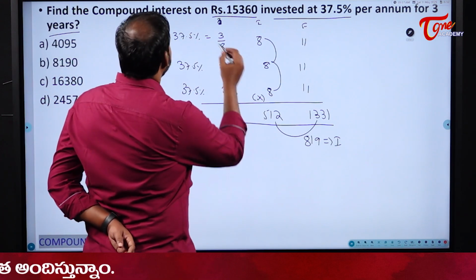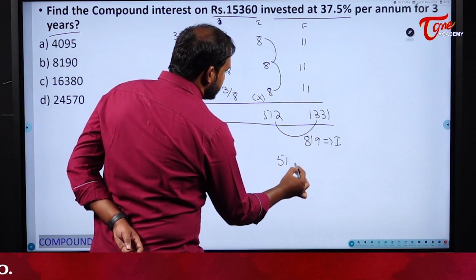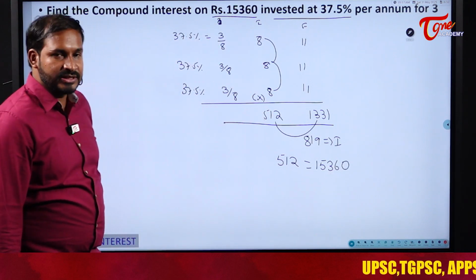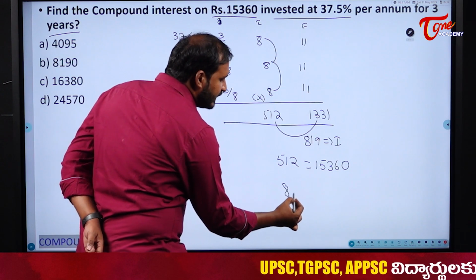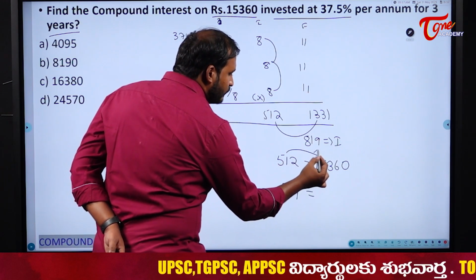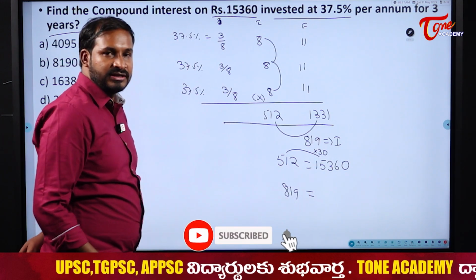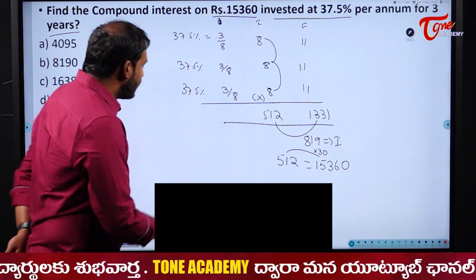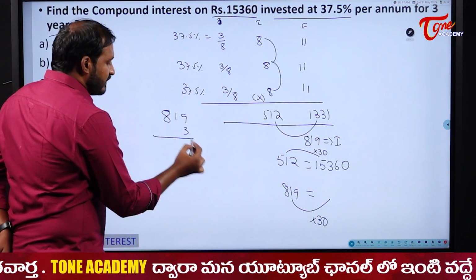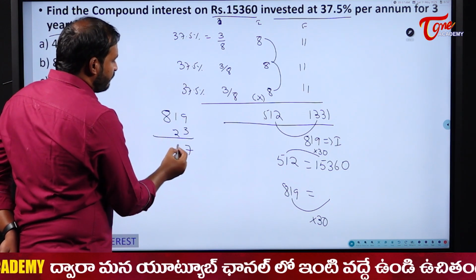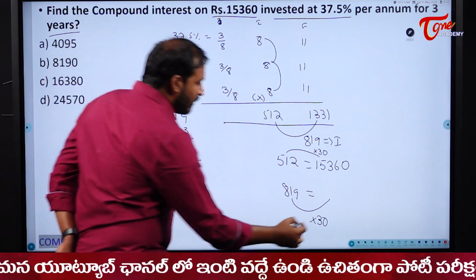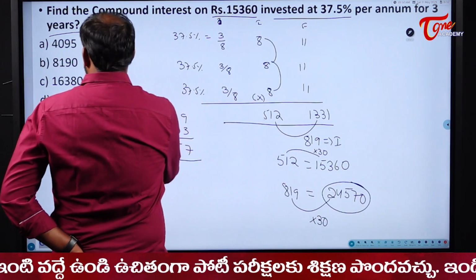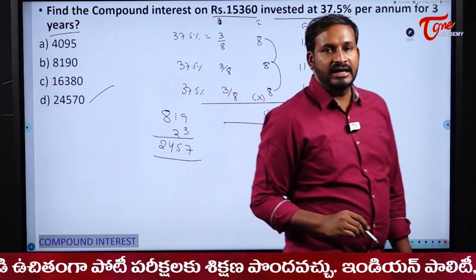Given that, what is it? 512 parts is equal to 15360. 512 parts is equal to this one. Then what will 819 parts be? If you observe carefully, it is into 30, right? 512 3s are 1536. Similarly, 819 into 30. 819 3s are 2457, and a 0. So our answer will be 24570, which is the interest earned here.